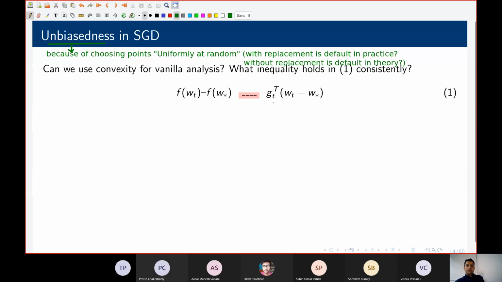It's a GT, by the way, not a G star, right? F of W star. So you have to look at it the other way. Don't get deceived, right? So if you're looking at GT, then what would you look at? F of W star is greater than or equal to F of WT plus GT transpose (W star minus WT). So we have flipped things. So what would this be? What inequality would you have here?